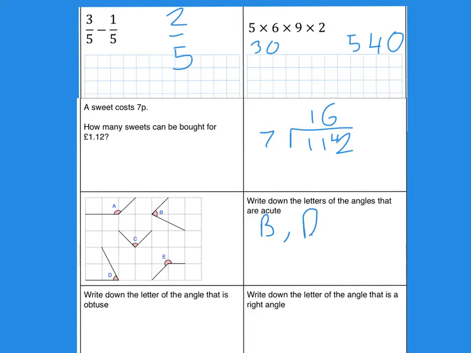Okay, so write down the letter of the angle that is obtuse. Okay, so we already know it's not D, it's not B. So the obtuse angle is A, so you can see it's bigger than a right angle. And then the right angle then is C, and hopefully you will have known then that E, it's a reflex angle.